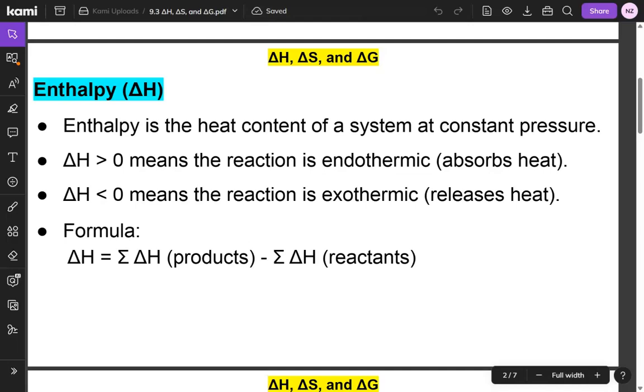We'll get into this in a later lesson, but you can find your values for delta H using the formula delta H equals the sum of your delta H values for your products minus the sum of your delta H values for the reactants.